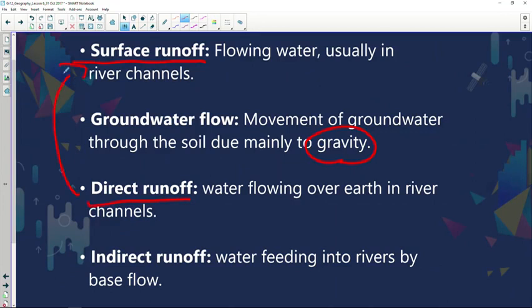Now we use quite a few terms: surface runoff, the water on top of the surface; groundwater flow, when the water infiltrates; direct runoff, which is very similar to surface runoff. It's when the water flows over the Earth's surface in river channels. Indirect runoff is when it's base flow. Now base flow means underground and back to our oceans. So please don't get confused between the following terms when they ask these questions in your examination paper.